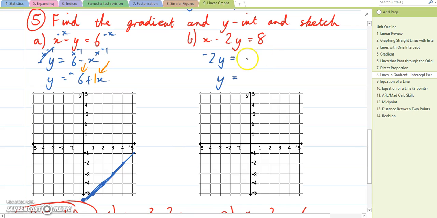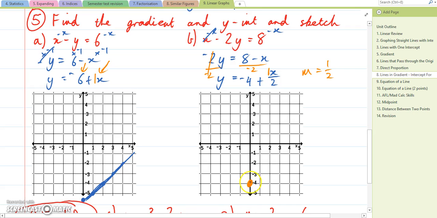In this case we're going to do a similar thing, so now I've got 8 minus x as I've subtracted x from both sides, and then I'm dividing both sides by negative 2. And remember, this is for both terms, so 8 divided by negative 2 becomes negative 4, and we end up with positive x over 2. So the gradient here, it's the same as a 1 being at the top here. The gradient equals a half, and the y-intercept is negative 4.